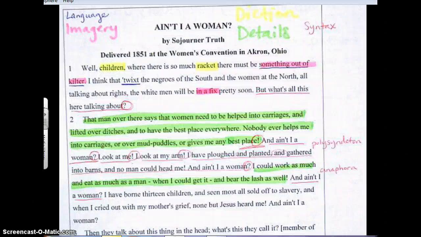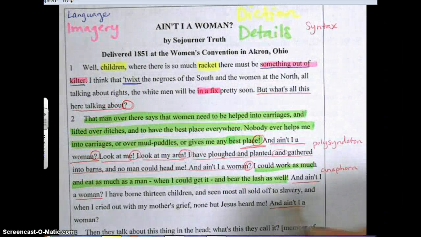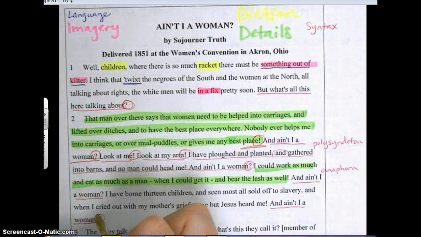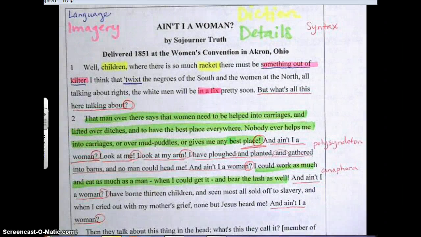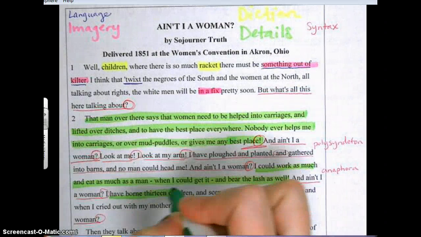"I have borne 13 children, and seen most all sold off to slavery, and when I cried out with my mother's grief, none but Jesus heard me, and ain't I a woman?" So again, there's our repeating refrain, anaphora, our question. Here's some good details again. This is what her life is like.